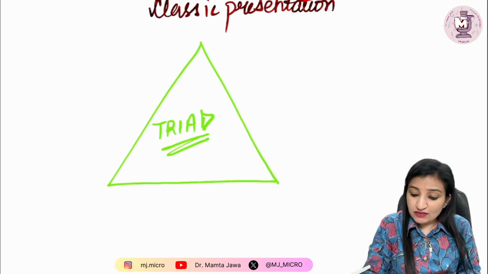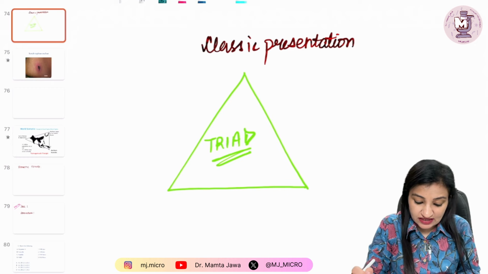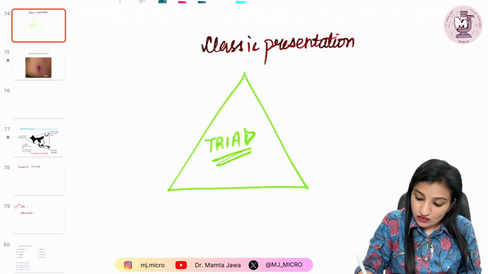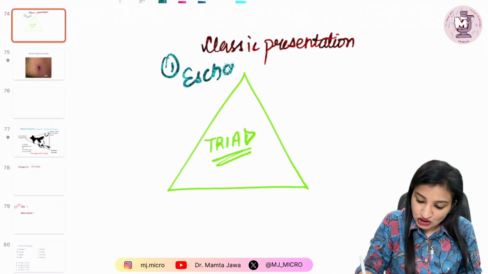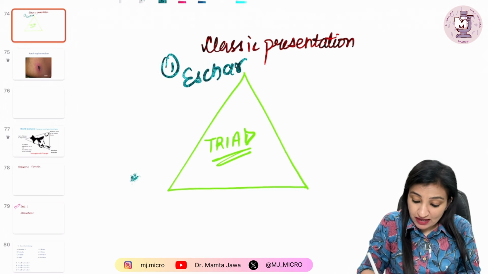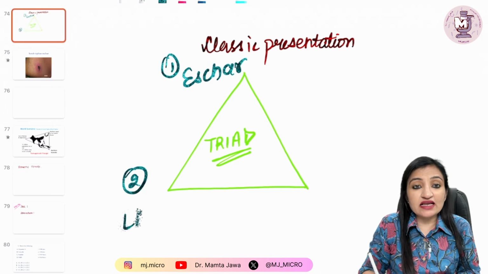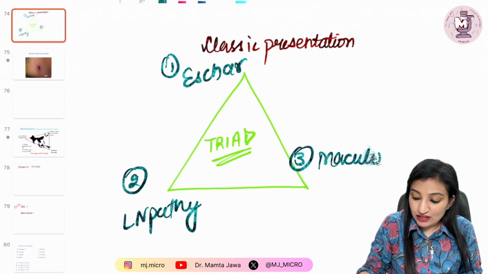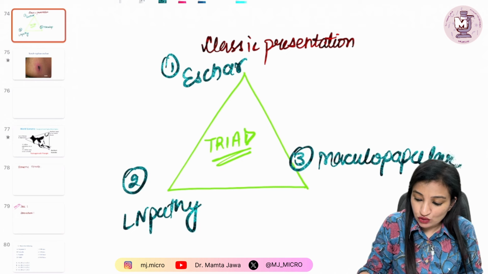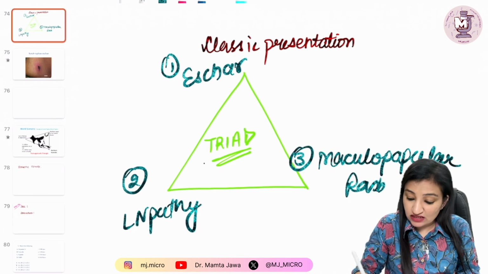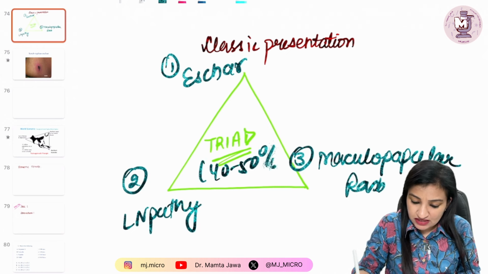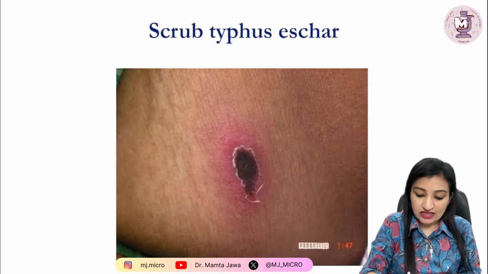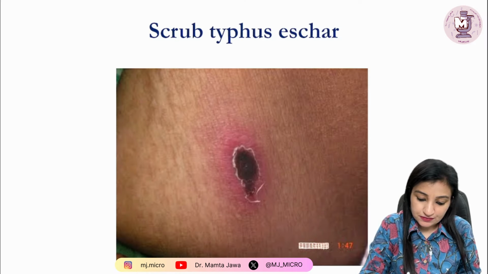Now there is something called the classic presentation or the classic triad of scrub typhus. Remember, one component is an eschar, at the site of bite by the chigger or the larva. The other is lymphadenopathy, and the third component of the triad is a maculopapular rash. But this triad is seen in only 40 to 50% of the cases, and this is how the scrub typhus eschar looks.